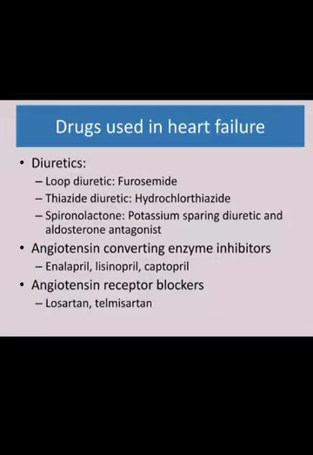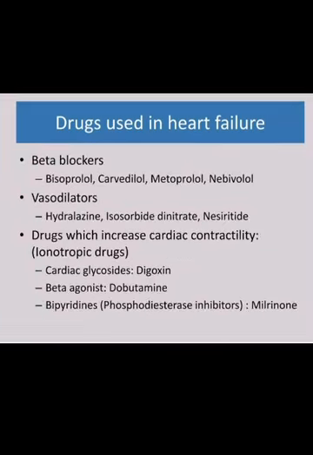First choice of drugs are diuretics. The main diuretics used are loop diuretics. Apart from that, thiazide diuretics and spironolactone, which is a potassium-sparing diuretic and aldosterone antagonist, is also used. Then we use angiotensin-converting enzyme inhibitors, angiotensin receptor blockers, beta blockers, vasodilators, and inotropic drugs. These are drugs which cause increase in cardiac contractility.